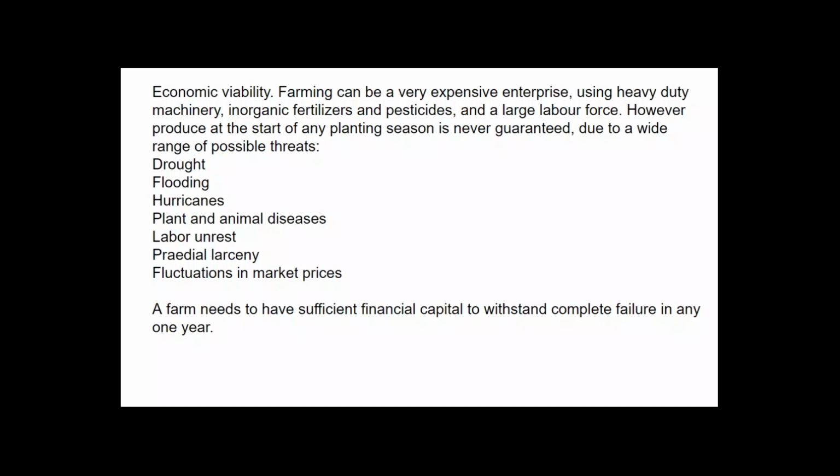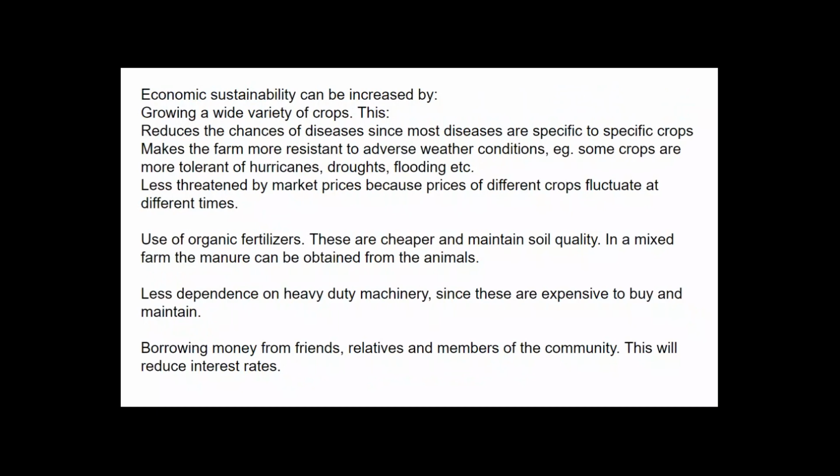And the farm needs to have sufficient financial capital to withstand complete failure in any one year, and probably more than 1 year for that matter. So economic sustainability can be increased by growing a wide variety of crops. And this reduces the chance of diseases, since most diseases are specific to specific crops. It makes a farm more resistant to adverse weather conditions. So some crops are more tolerant to hurricanes, droughts, flooding, etc.